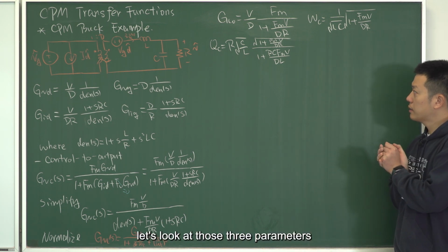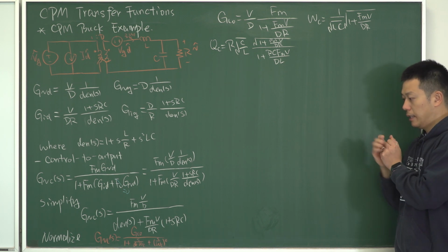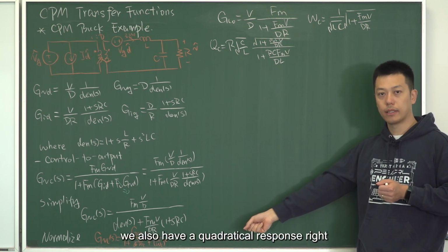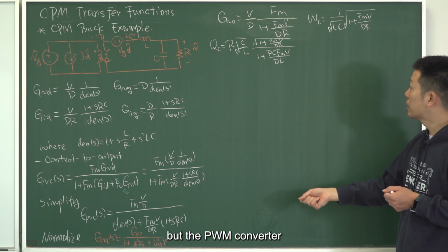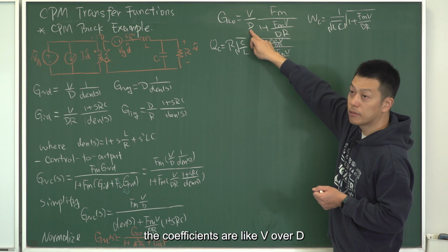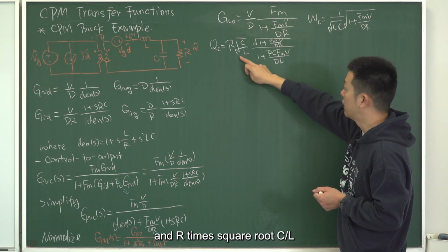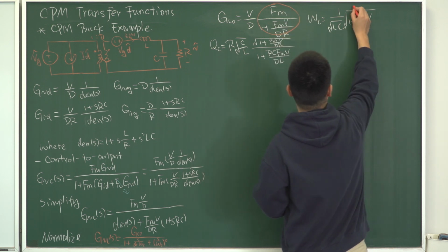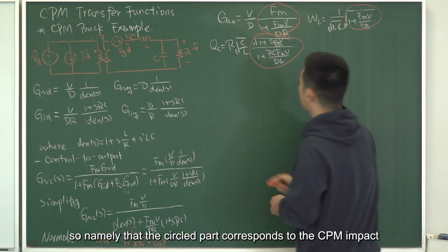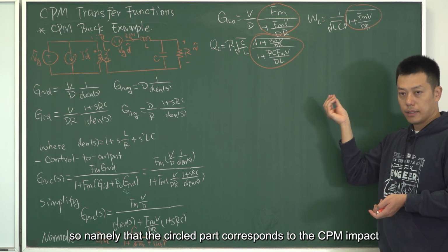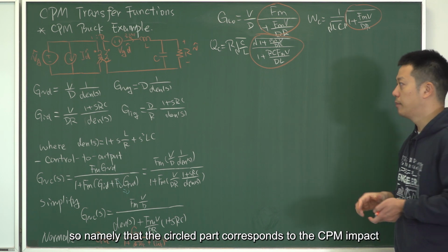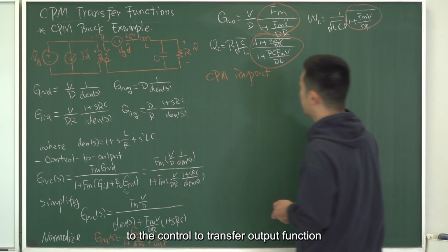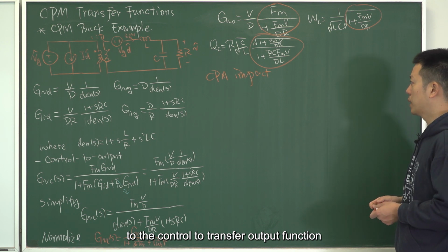Okay, so now let's look at those three parameters. If you still remember, for the PWM buck converter, we also have a quadratic pole response, right? But for the PWM converter, the coefficients are like V over D, 1 over square root LC, and R times square root C over L. So the difference is this part. Namely, the circled part corresponds to the CPM impact to the control to output transfer function.